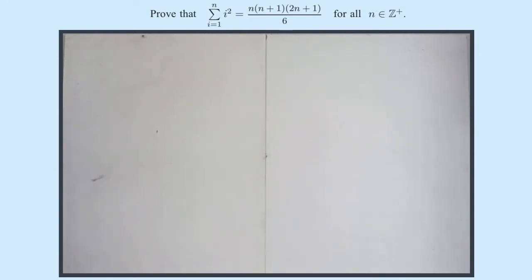So we need to prove that the sum from i equals 1 to i equals n of i squared, so that means 1 squared plus 2 squared plus 3 squared plus 4 squared and so on, all the way up to n squared, equals n times (n plus 1) times (2n plus 1), all of that over 6, for all positive integers n. So that's what I was talking about for a series. Remember, a series has this natural domain, positive integer n.